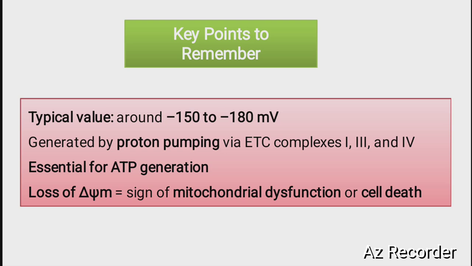Okay, and simply, the key points to remember: the typical value across the mitochondrial matrix is about minus 150 to minus 180 millivolts, and it is mainly generated by proton pumping via ETC complexes 1, 3 and 4. It is essential for ATP generation, and loss of mitochondrial membrane potential is a sign of mitochondrial dysfunction or cell death, right?